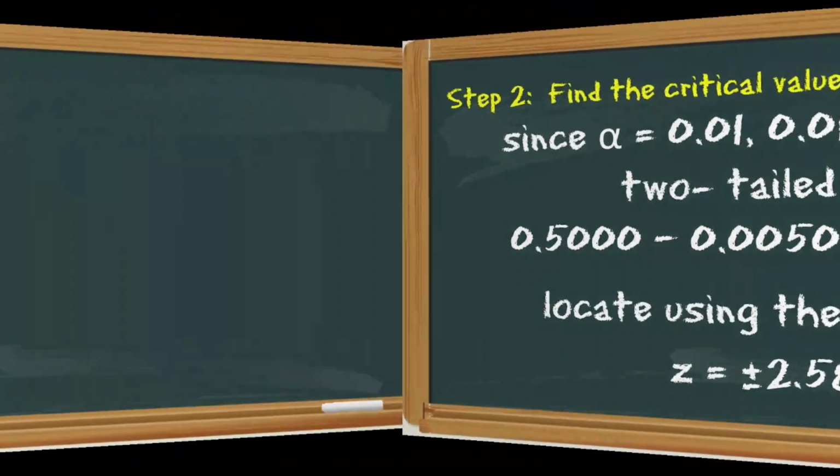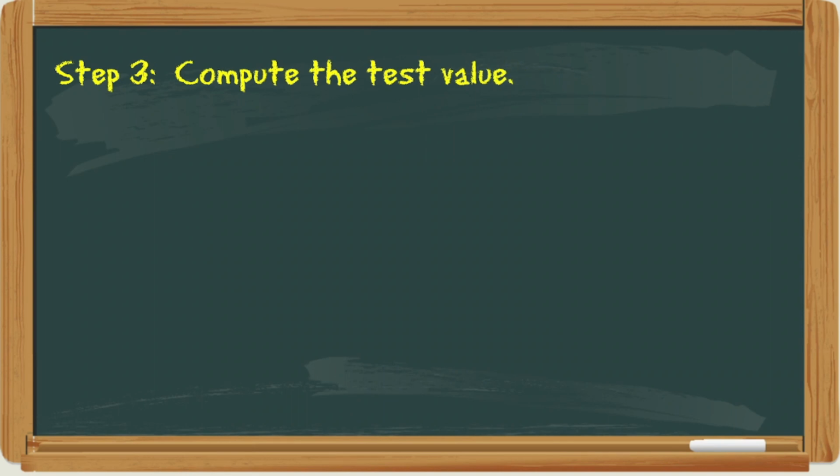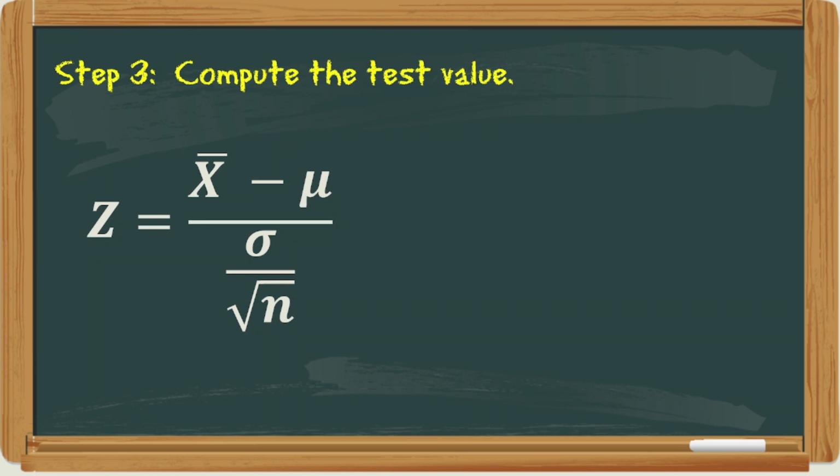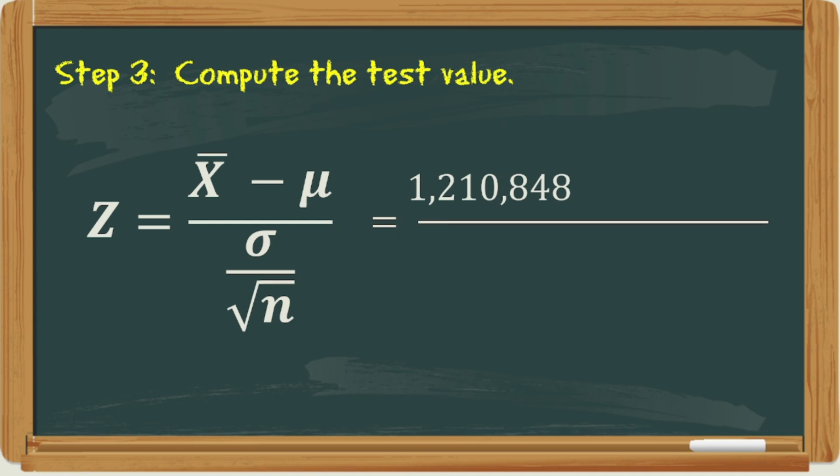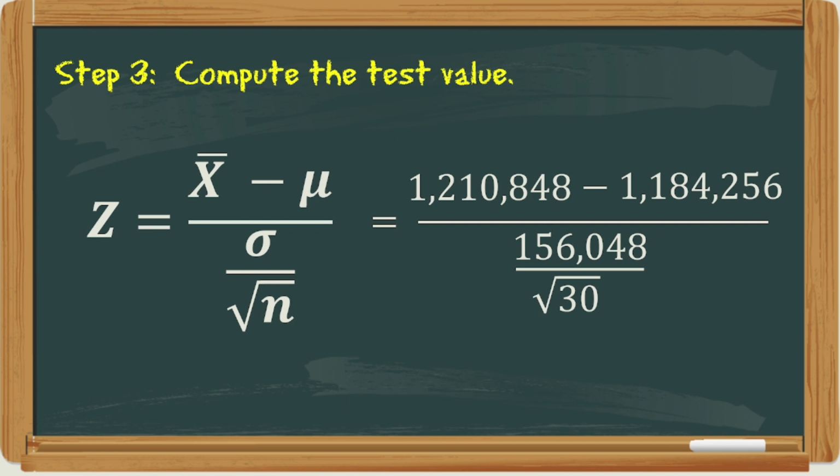Let's have step number 3. Compute the test value. Using the formula, we have x bar minus mu all over sigma over square root of n. x bar is 1,210,848 minus the mu, which is 1,184,256, over the sigma or the standard deviation, which is 156,048, over square root of n, and n is 30. Computing for the z, we have 0.93. Again, we will compare the critical value in step number 2 and your answer in step number 3. Napapansin nyo, mas mababa na naman yung sagot natin sa step number 3.